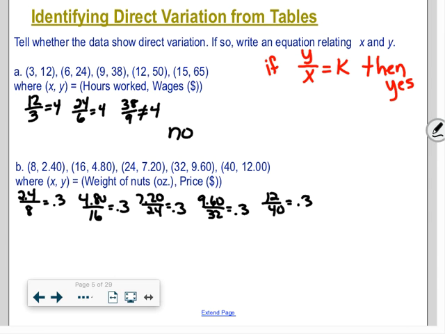Alright, so now in letter B, I got them all to check. And watch this, you guys, this is really cool. If you write it like this, that you're taking y divided by x is equal to the k value, and I want to write an equation, guess what? All I do is multiply both sides by x, and that gives me the equation.